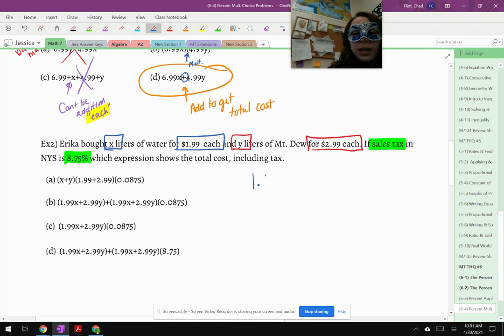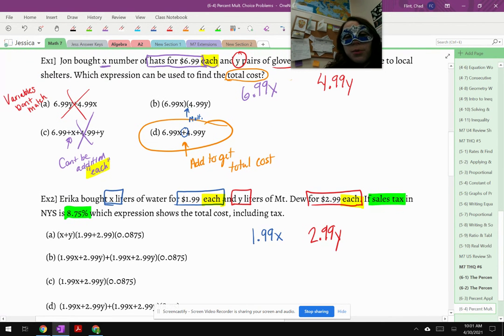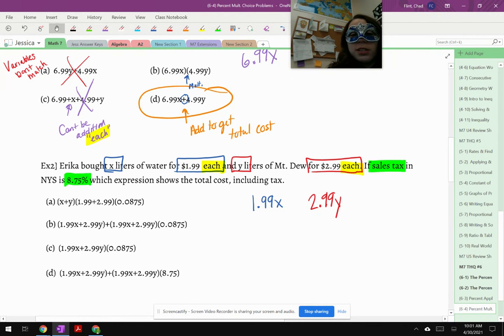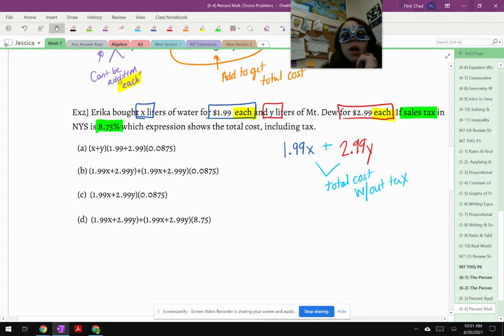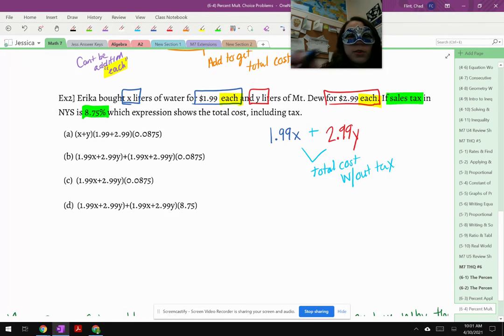So the $1.99 I know needs to go with the X because, again, that keyword of each is telling me that I have to be doing multiplication. And the $2.99 needs to correspond with the Y. We also learned from our last example that we add those two things to get the total cost. So adding them, this would get me total cost without the tax. All right, let's use that to see if we can eliminate some of our choices here.